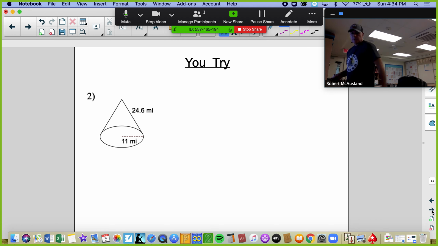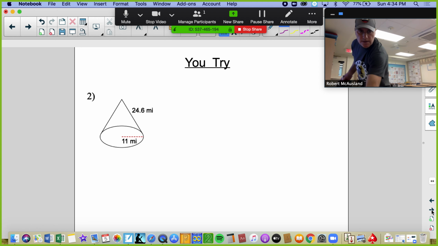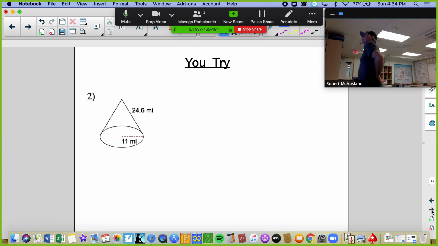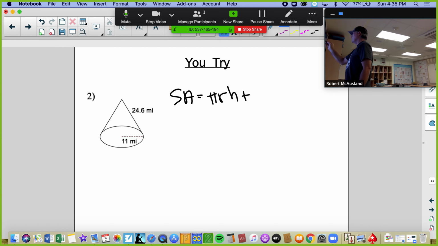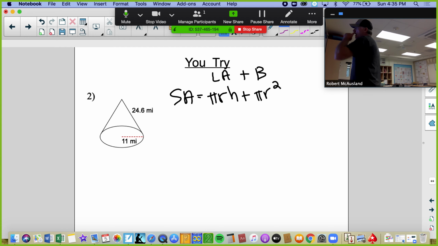So let's try this one. Take a look at that one and see if you can figure out, using the formula, surface area equals pi r h plus pi r squared. This being the lateral area, this being the base area. Base shape is a circle, so we would use pi r squared. So take a moment to do that work. Put it in your notebook. Again, we're trying to keep track of our work.